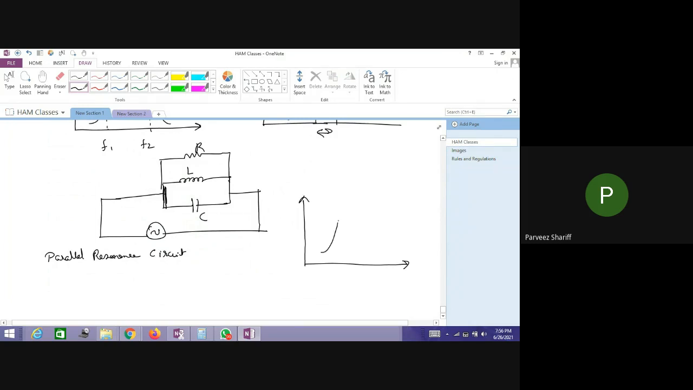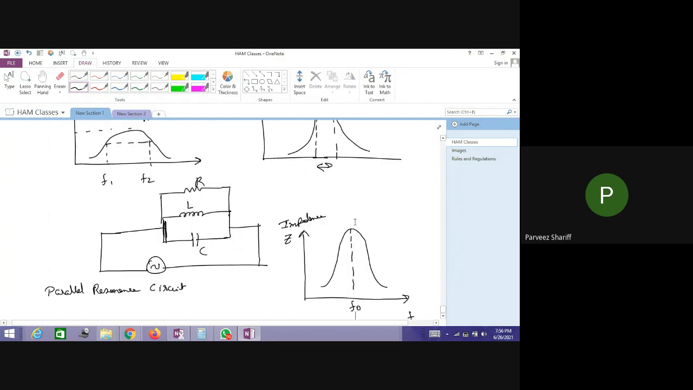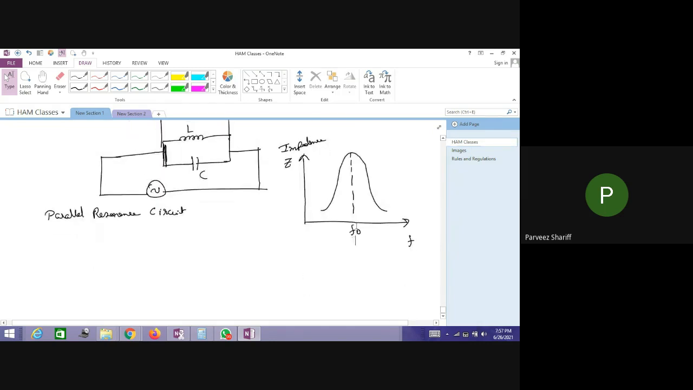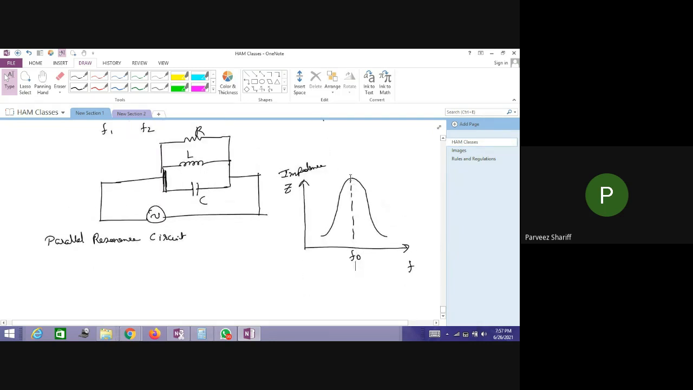So in the parallel circuit, we'll get this curve. This is the frequency F, and this is the impedance, that is nothing but Z. And this is the resonance frequency F0. Whereas in the series case, it is a bell curve with the minimum at the bottom, and here it is a bell curve with a maximum point on the top.